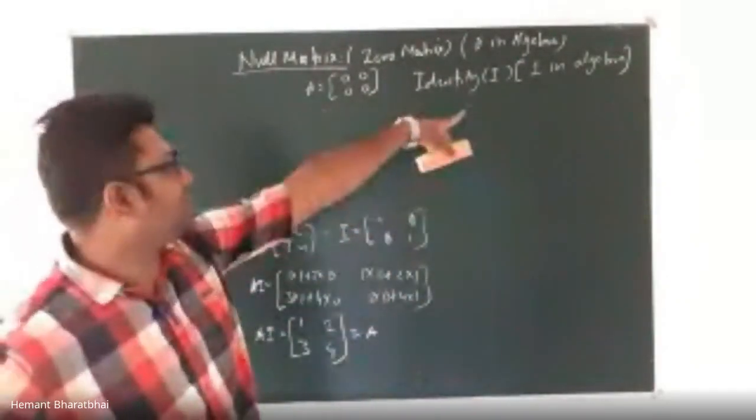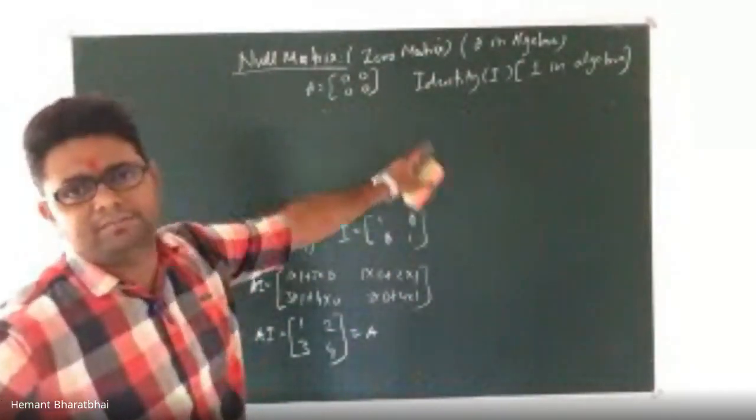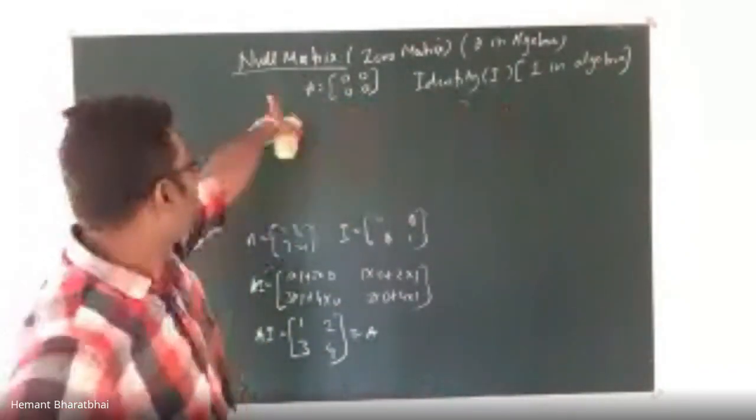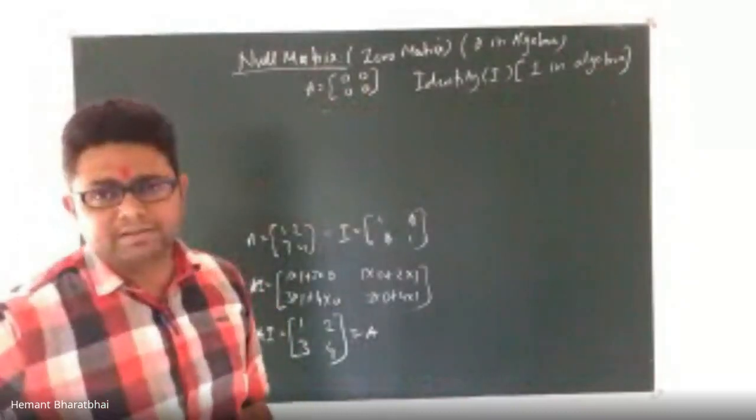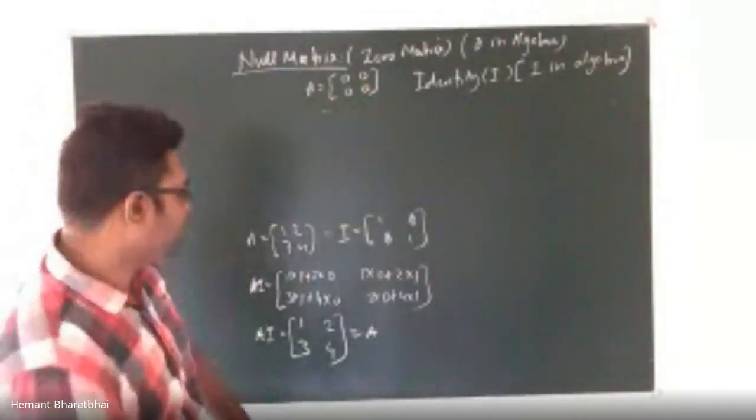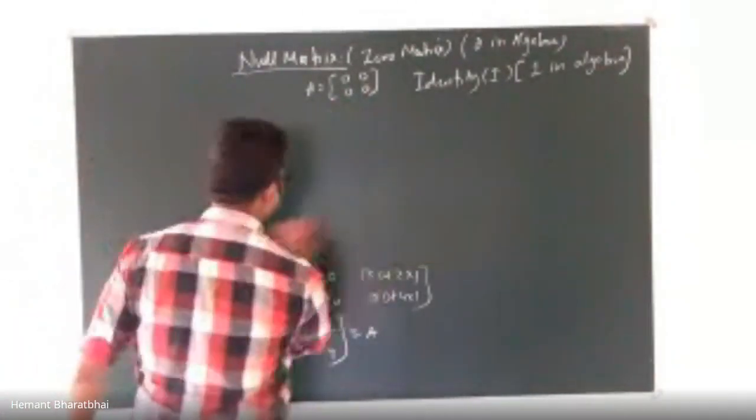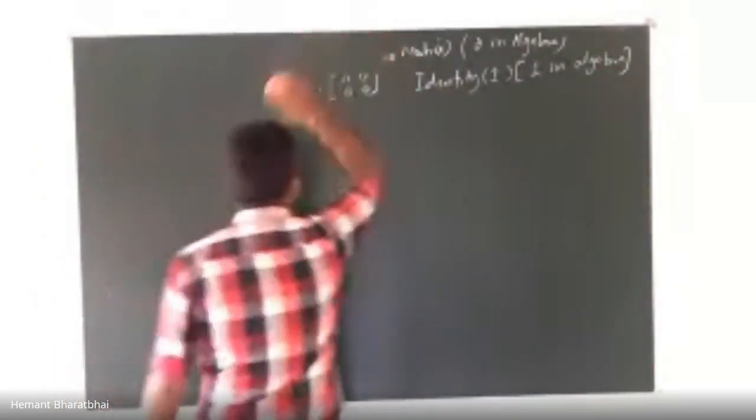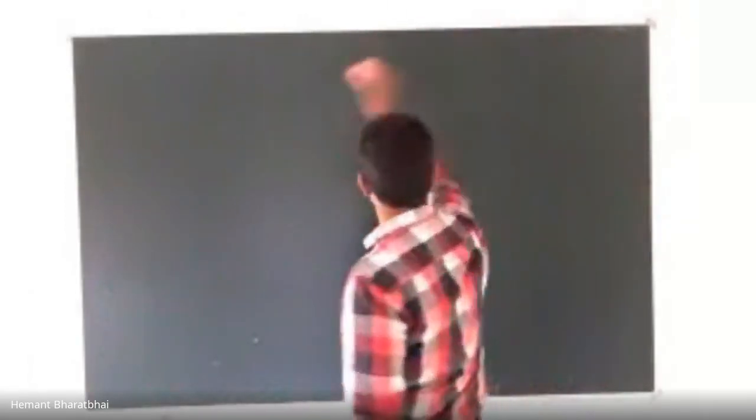Therefore, 1 in your algebra corresponds to the identity matrix in matrices, and 0 in your algebra corresponds to the null matrix in matrices. So, hope it's clear. If you start in this manner, it will become easy for you to remember. Okay, let's see some more properties.